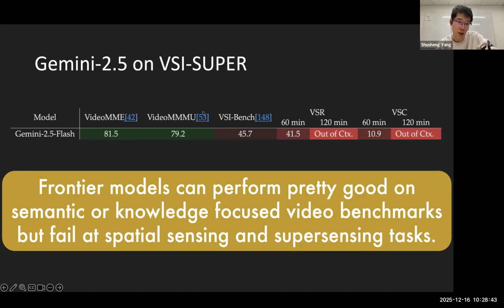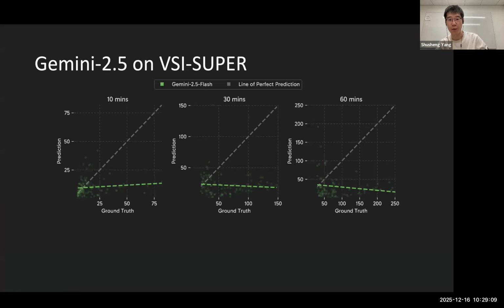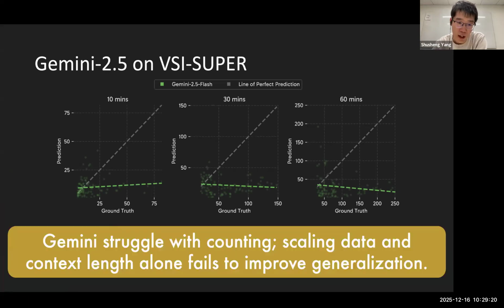For example, Gemini 2.5 Flash can only perform slightly over 40% on VSI-Bench, and on the VSR 120 minutes version, it totally crashed. And even for the VSC task on 1 hour video, the counting performance is super low. And also, if we compare the ground truth distribution and the prediction distribution of the Gemini model on the VSC task, we can find that Gemini struggles with the counting task.